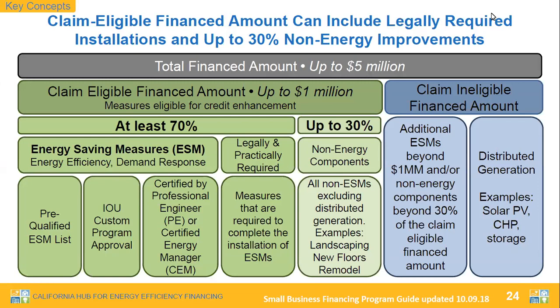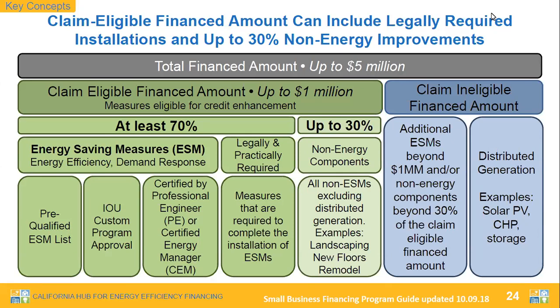So in this slide, you can see under the claim eligible financed amount, the 70%, which captures energy saving measures, on the lower left there, you can see that they're broken out into three subcategories. Those are the three ways that measures can qualify. And measures can qualify by any or all of these three ways. They can come from our pre-qualified ESM list. They can be approved for a utility customer program, or they can be certified by a professional engineer or a certified energy manager. And in addition to that, measures that are legally and practically required to complete the installation are also included in as energy saving measures.